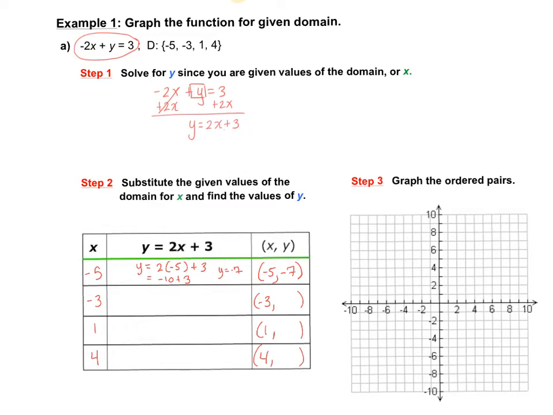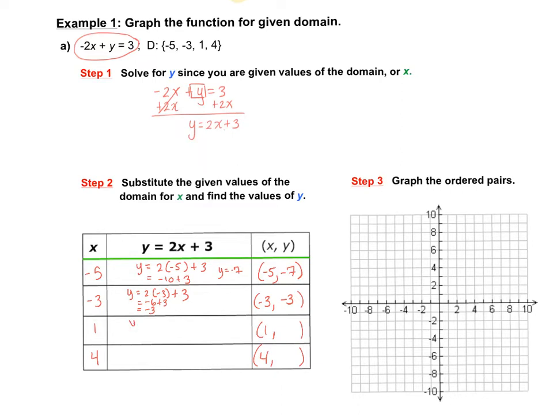Notice all my ordered pairs have parentheses. Please be careful of that. Okay, now I'm going to plug in negative 3. So y equals 2 times negative 3 plus 3. I'm going to solve this. 2 times negative 3 is negative 6 plus 3. And negative 6 plus 3 is negative 3.